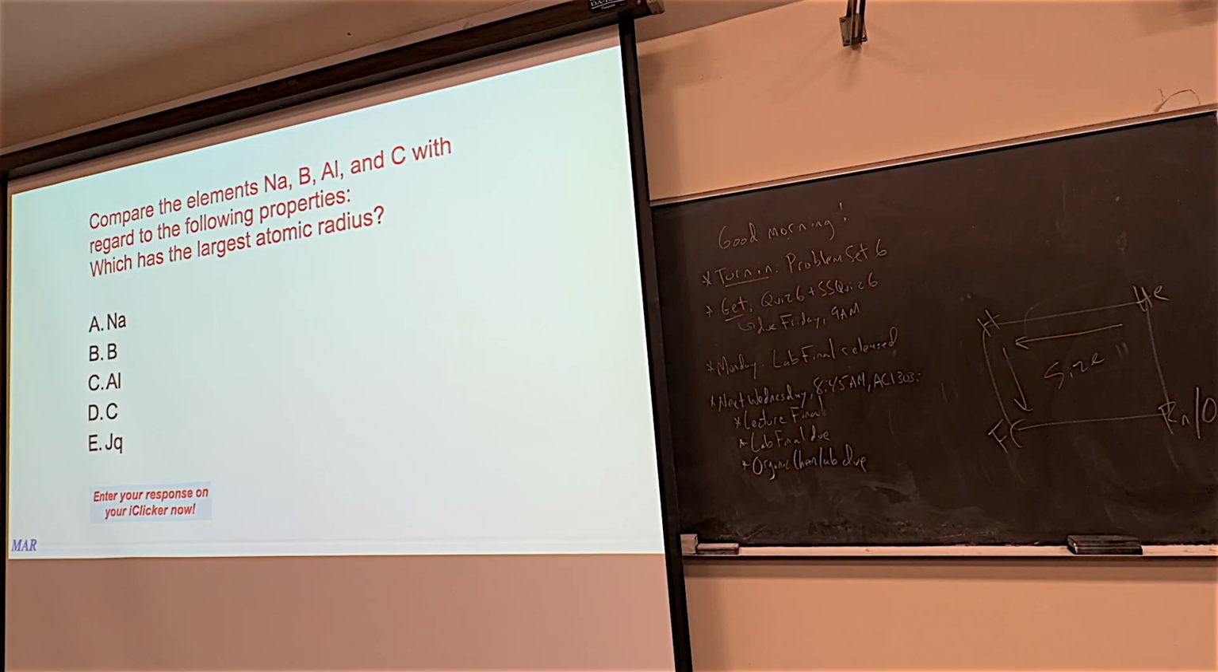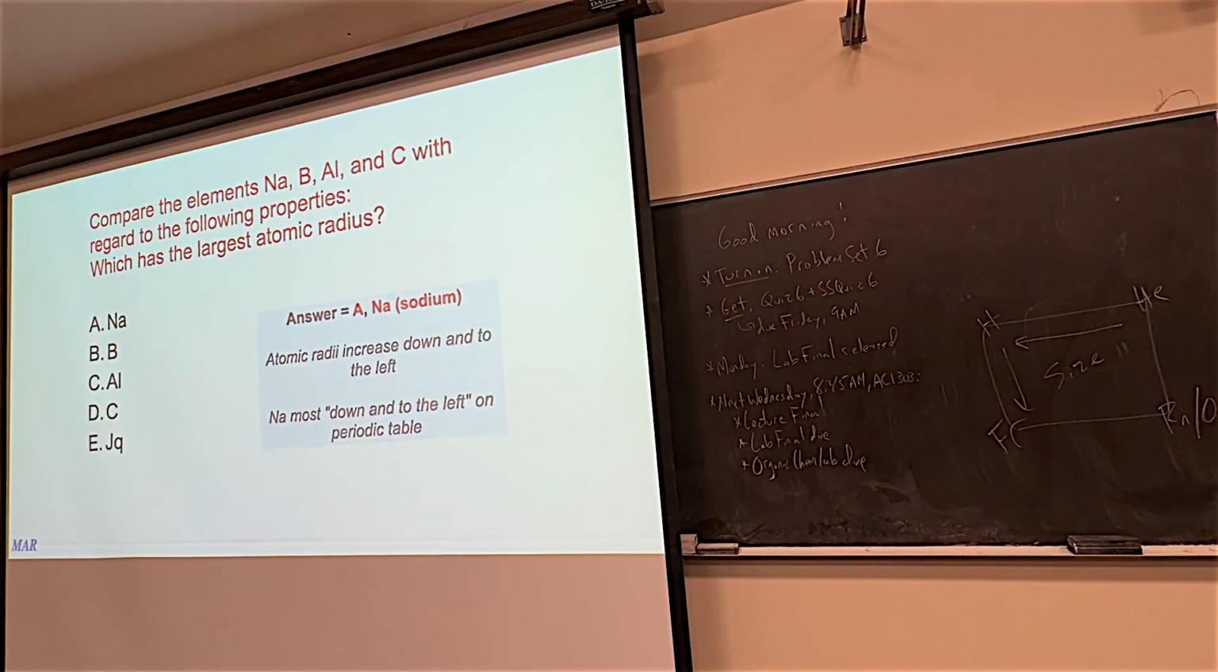So when it comes to size on the periodic table, if this is a generic representation, hydrogen would be upper left, helium upper right, francium lower left, and radon or OG lower right. Sizes get bigger as you go left and down. So pick the element which is most left and down on the periodic table. Carbon is most up and to the right. Going left, you get to boron. Below boron is aluminum. And definitely lowest and on the left would be sodium. So sodium would be the one with the biggest size.